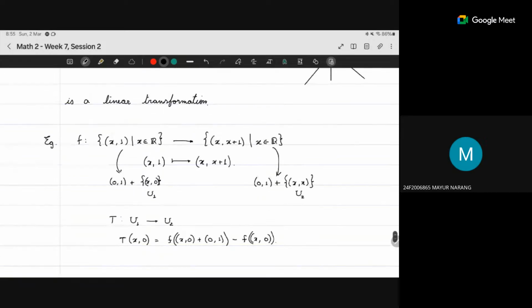Yeah, go ahead now. Sir, why are we adding 0 comma 1 and x comma x? This is the affine space representation of that, no? Any element x comma x plus 1 can be written as x comma x plus 0 comma 1.